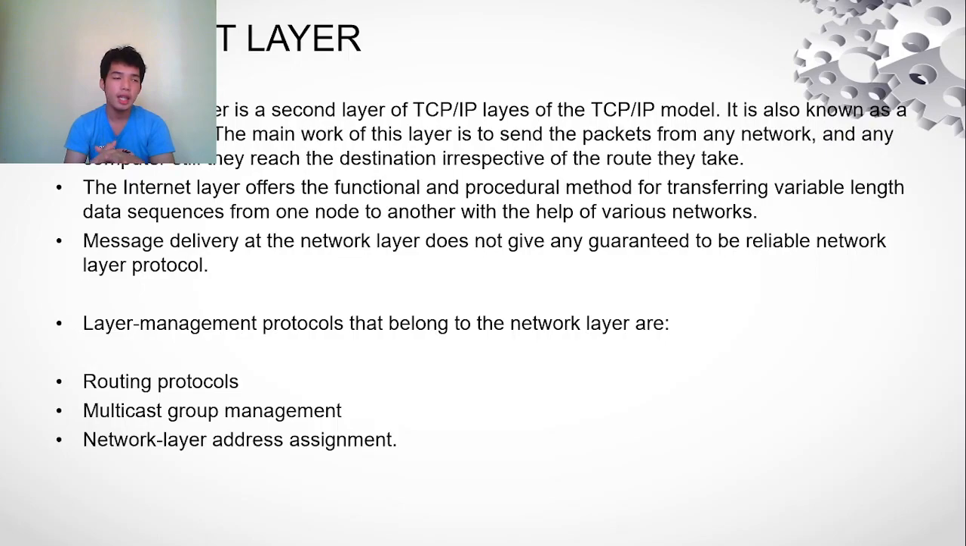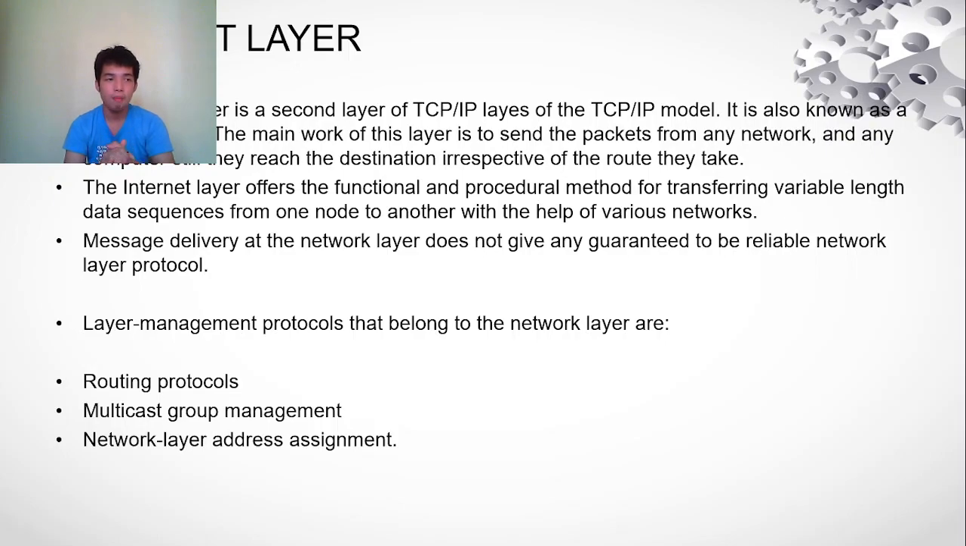Therefore, the internet layer sends packets by different routes, to the different destinations that they want, even though it is slow or sluggish. The internet layer offers the functional and procedural method for transferring variable length data sequences from one node to another with the help of various networks.